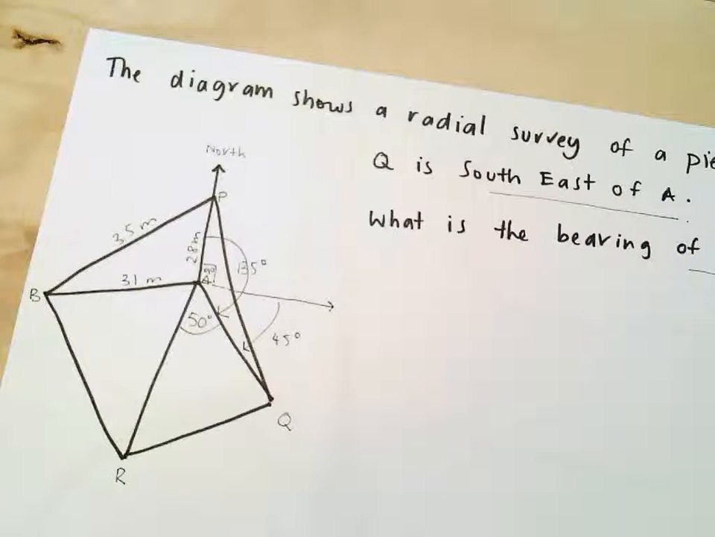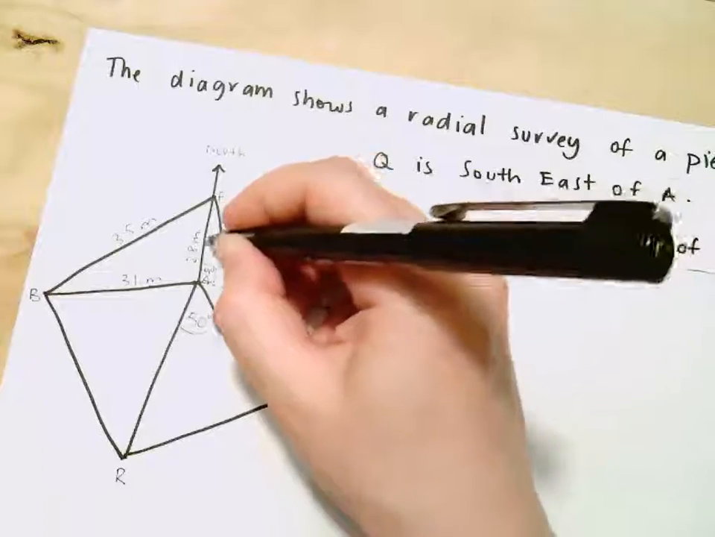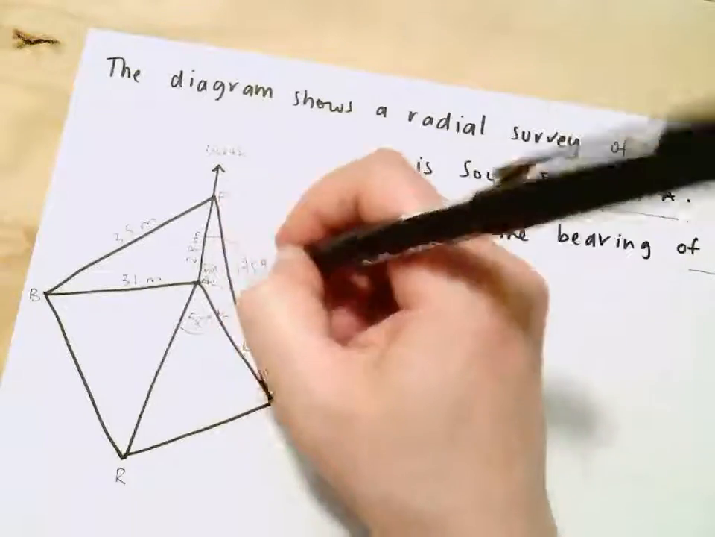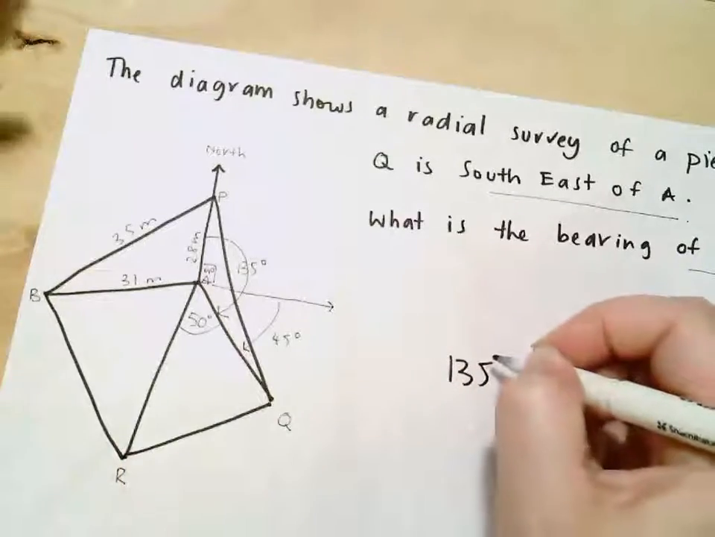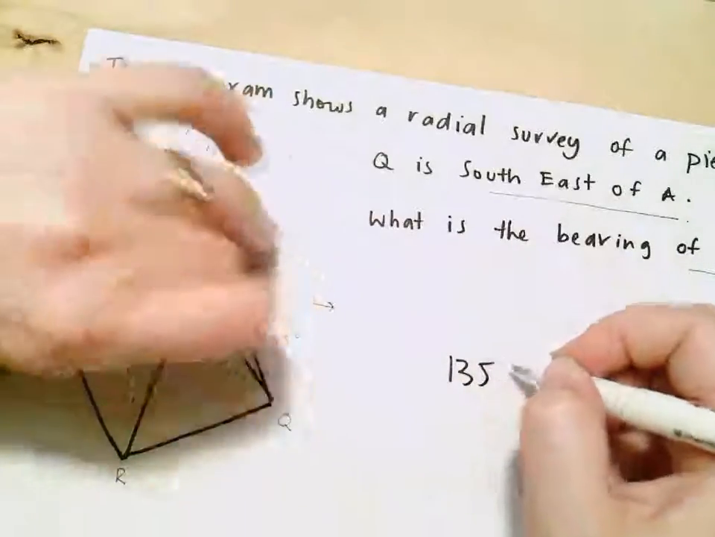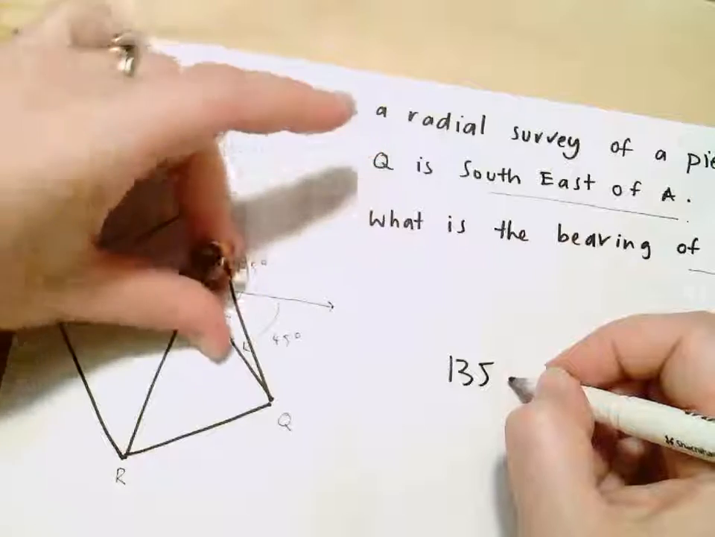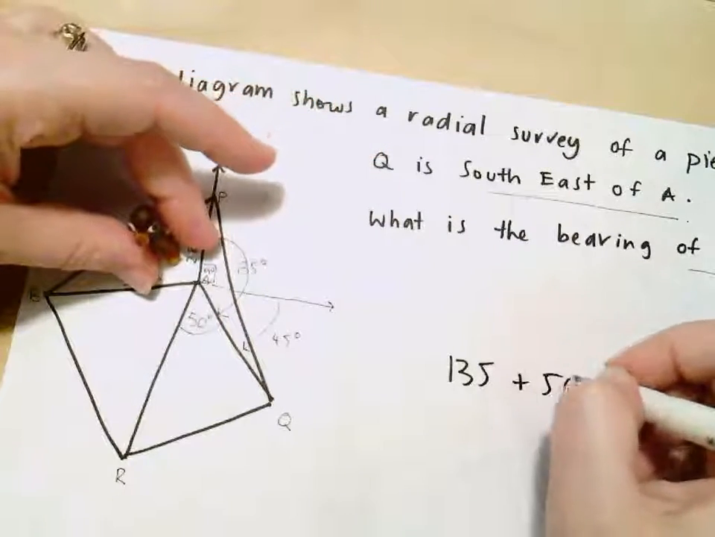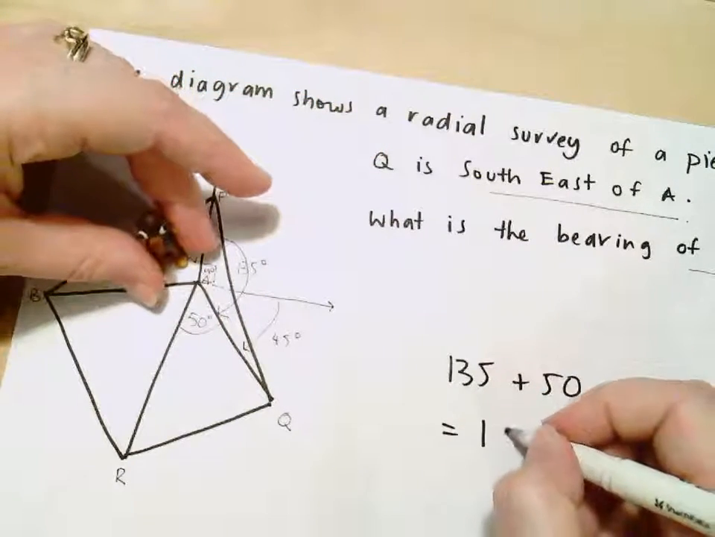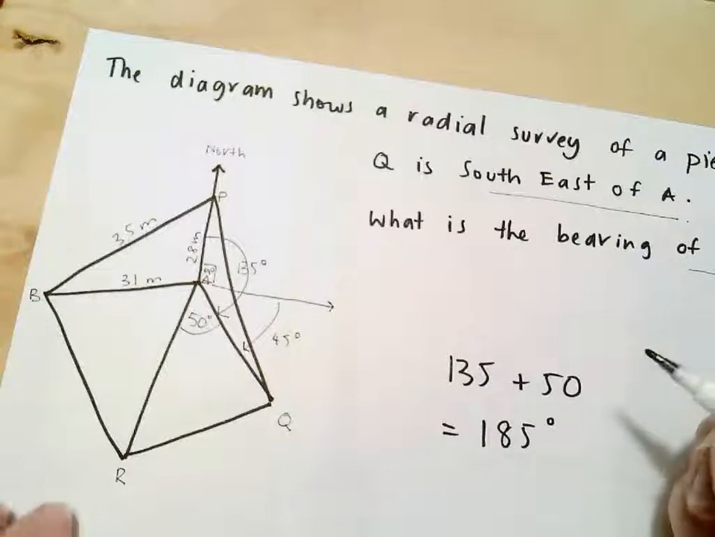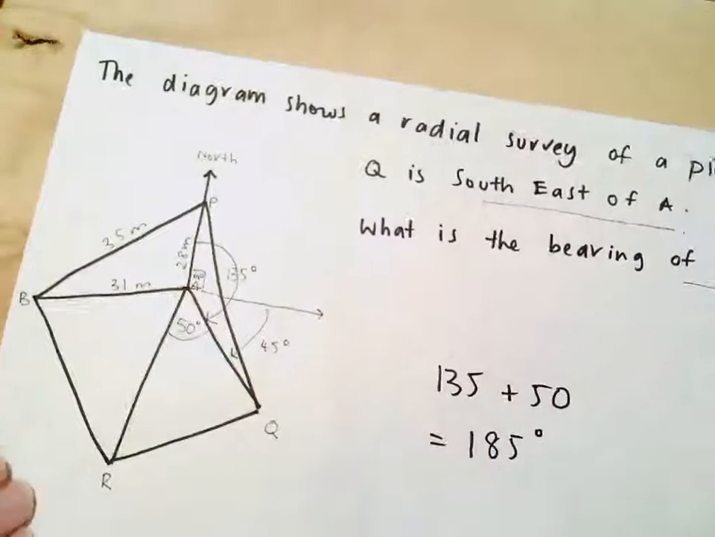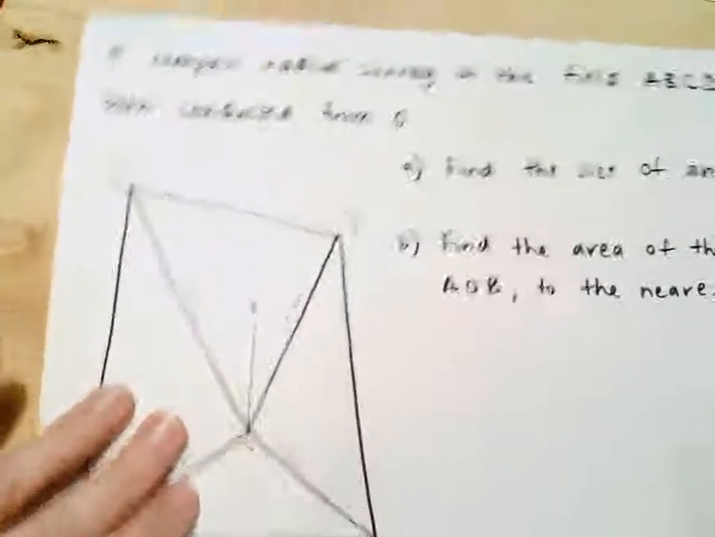All right, well hopefully you worked it out. If he wants to turn to face Q, he'd have to turn 135 degrees. And then to turn that last bit, he has to turn that next 50 degrees. So he'd have to turn both of those 2 things together. So he'd need to turn 185 degrees. So that's the bearing of R from A. Okay, let's have a look at the next example.